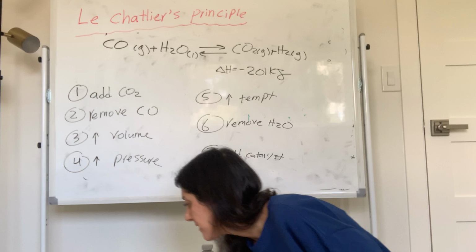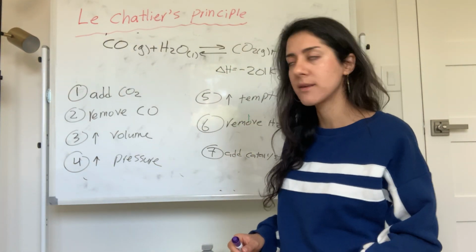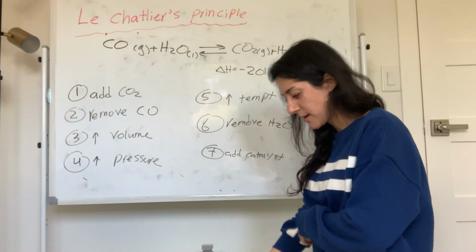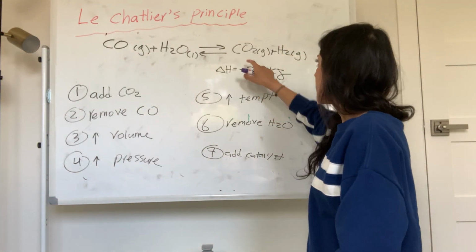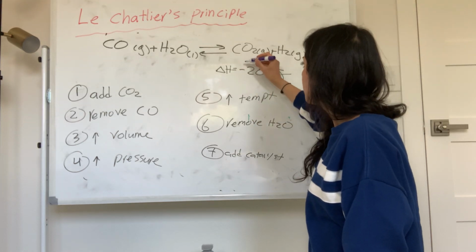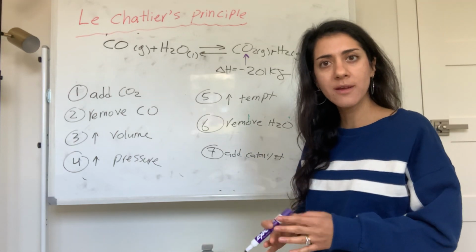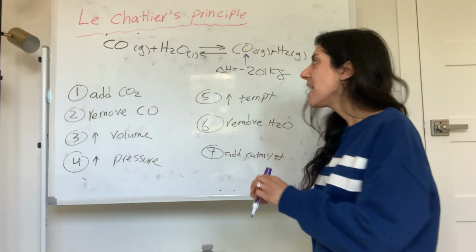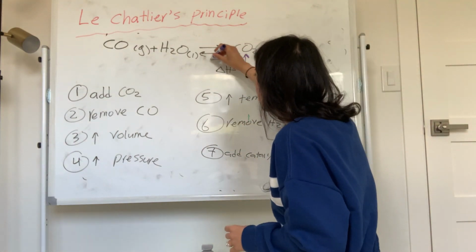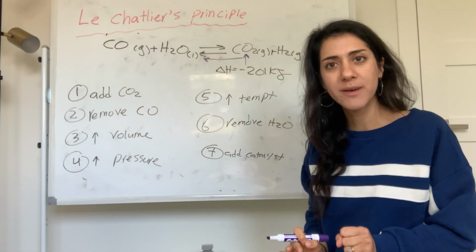So the first one is, what happens if you add carbon dioxide? Okay, where is carbon dioxide? Carbon dioxide is right here. So what happens if you add carbon dioxide? Now, if you add carbon dioxide, that means now you have too much carbon dioxide. It would have to shift to the left, to the reactant, to use up that carbon dioxide.